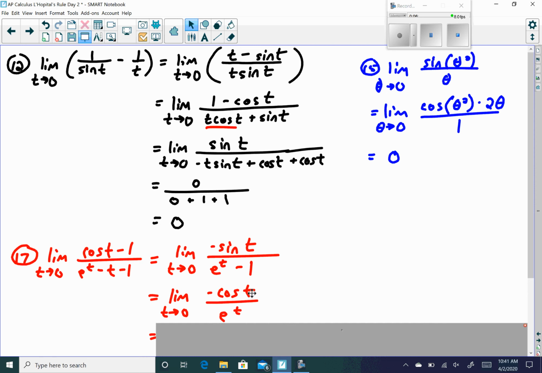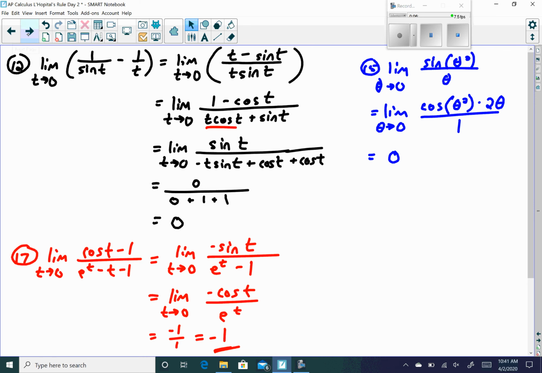We're getting a negative cosine t over e to the t. This will give me a negative 1 in the numerator. Cosine of 0 is 1, negative 1. E to the 0 is 1, so I get a negative 1 over 1, or negative 1 as my answer. So hopefully you guys are doing okay with those. Let me know if you have any questions.